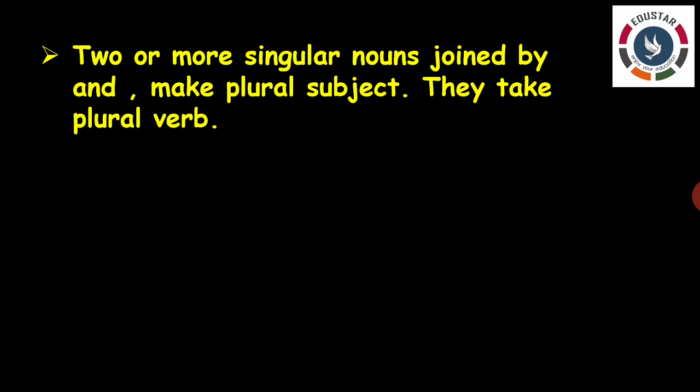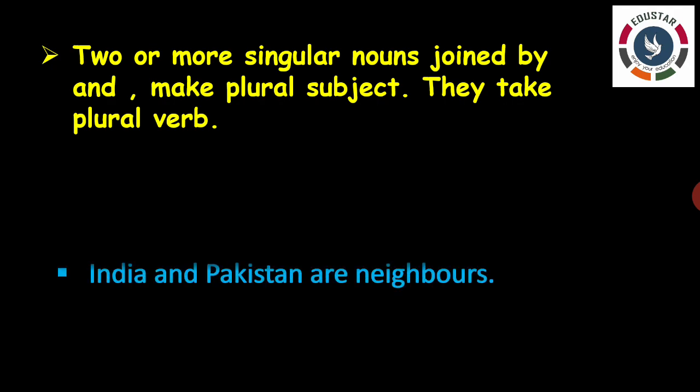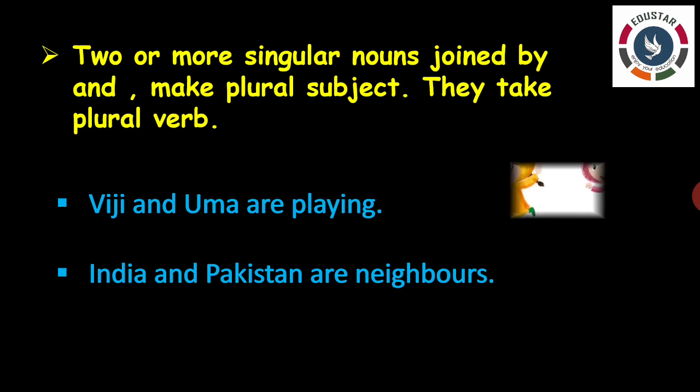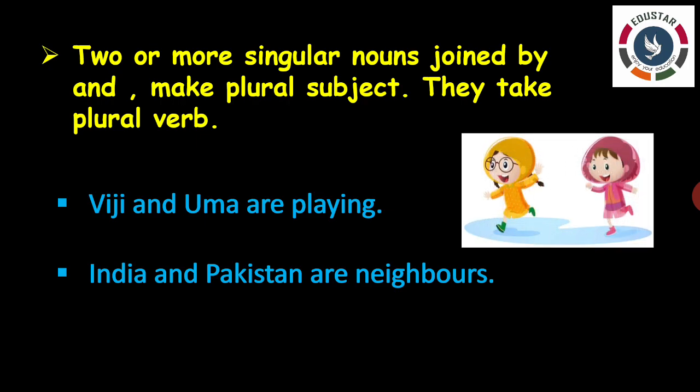So, the next rule is: two or more singular nouns joined by and make a plural subject, and they take a plural verb. Let's understand this better with an example. See here, Vijay and Uma are playing. Here, Vijay is a different person and Uma is a different person, so they are playing. That is what we have given here. And India and Pakistan are neighbors. Both are two different countries, and they are neighbors. So in such cases you have to use the plural form of the verb. That is what we have done here.